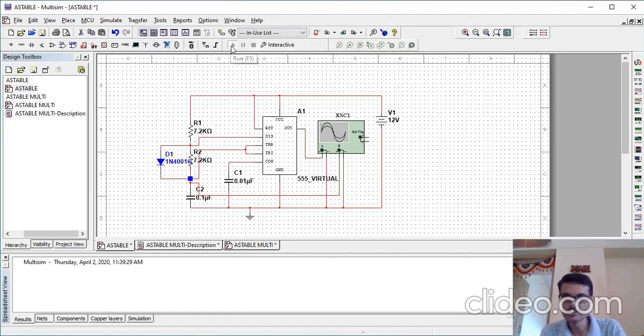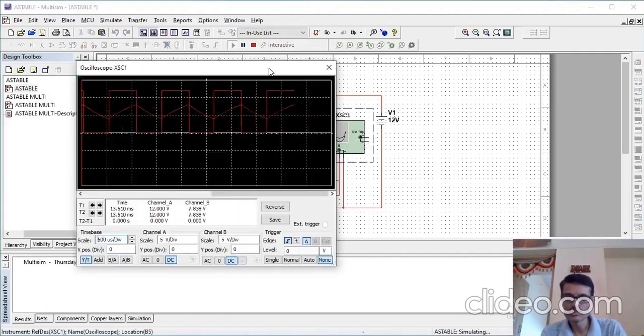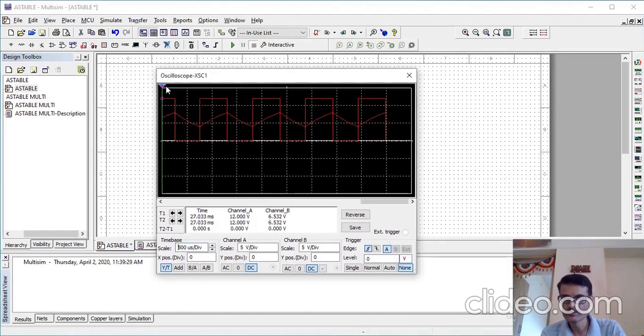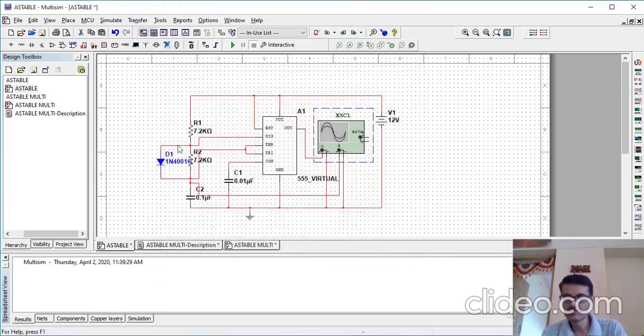Let me check the result. Here the on period should be equal to the off period. So this is the on period, which is around 0.5 millisecond, and the off period is also around 0.5 millisecond. So it's closely matching, and the total time period is around 1.05 millisecond. The designed time period is 1 millisecond. Now this is about the symmetric astable multivibrator.